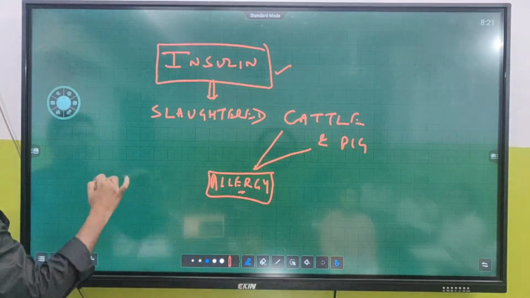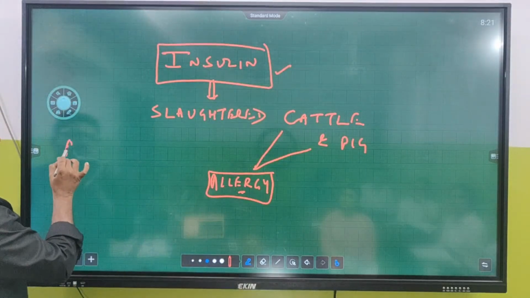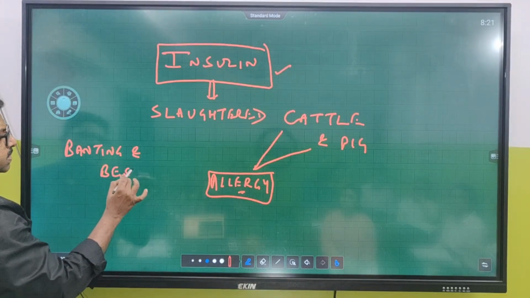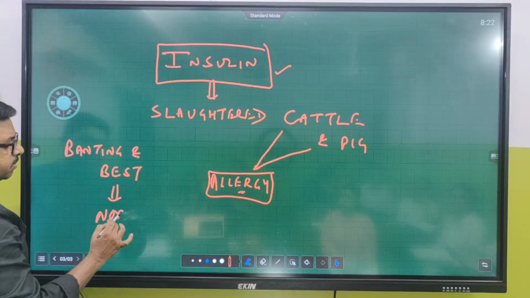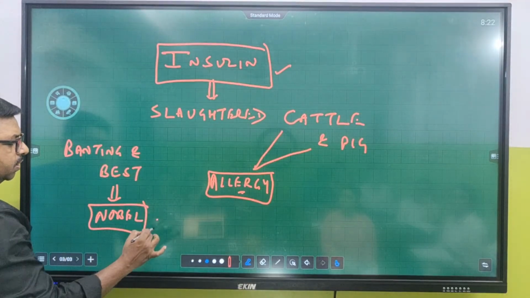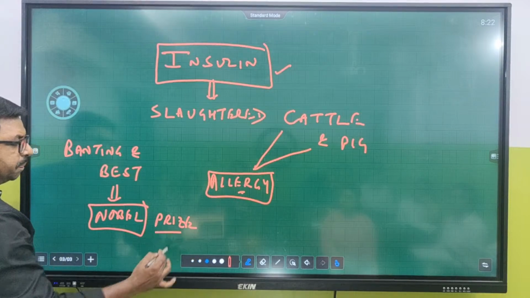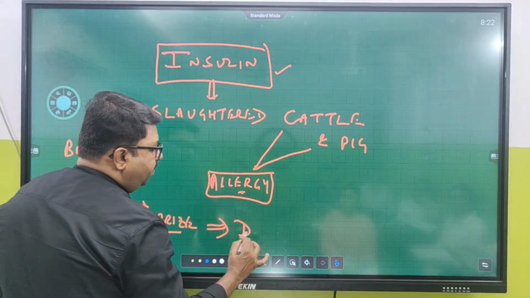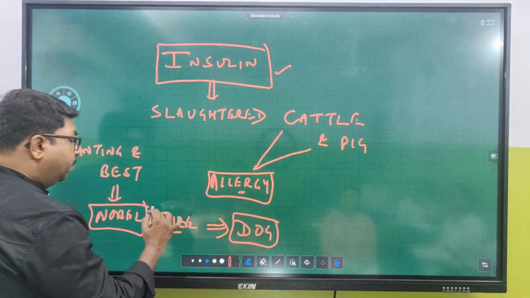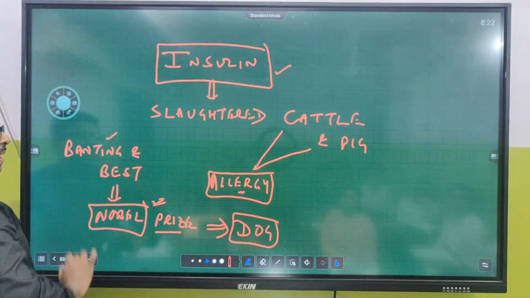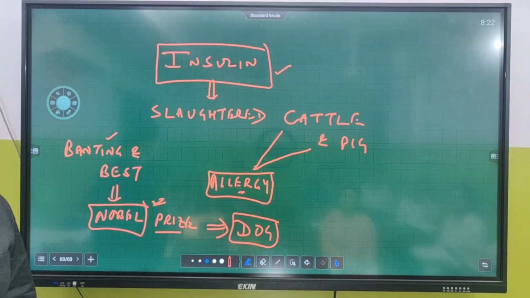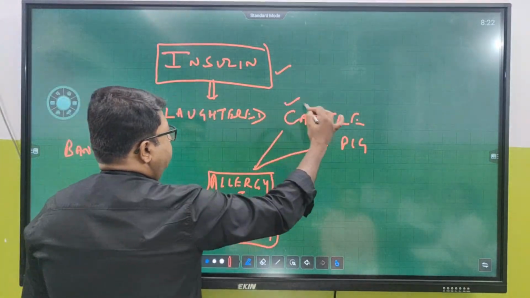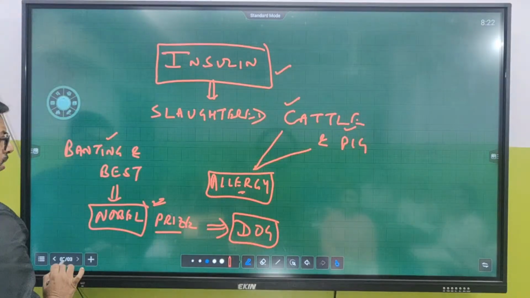Before biotechnology, let me tell you the name of the scientists: Banting and Best. Banting and Best got the Nobel Prize because they got a solution. They got this particular insulin. They derived this insulin from a dog. And they got the Nobel Prize for that. So insulin was discovered by Banting and Best. But before biotechnology came into play, we depended on cattle and pig, slaughtered cattle and pig.